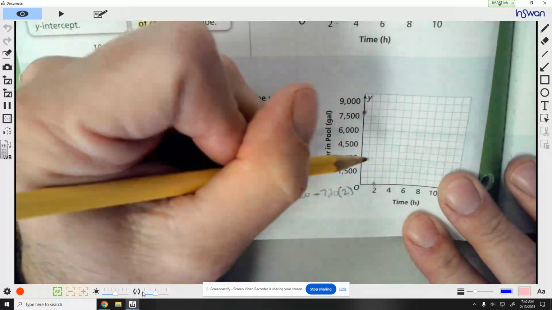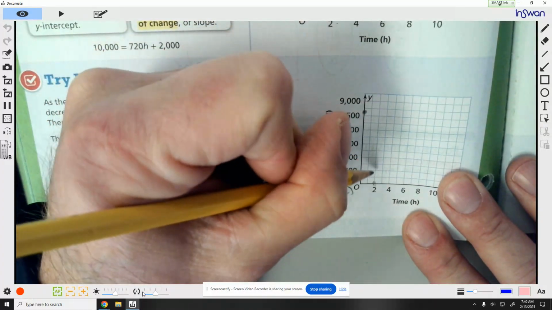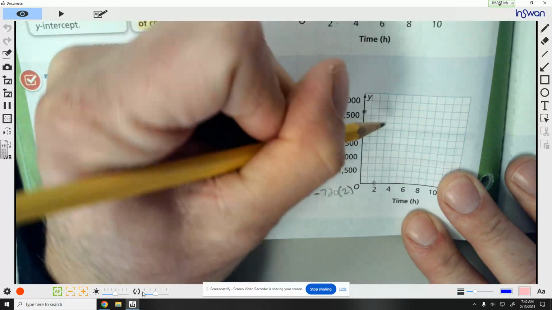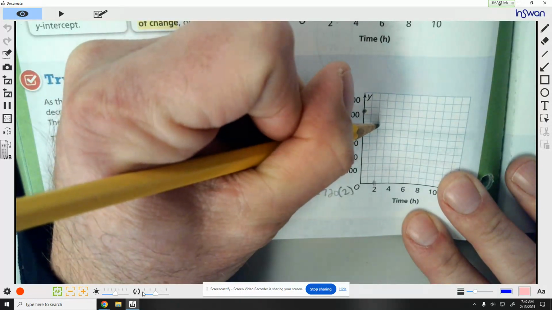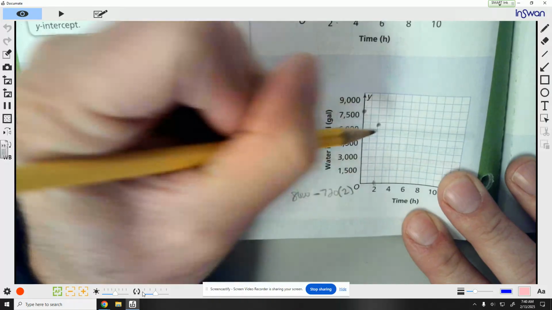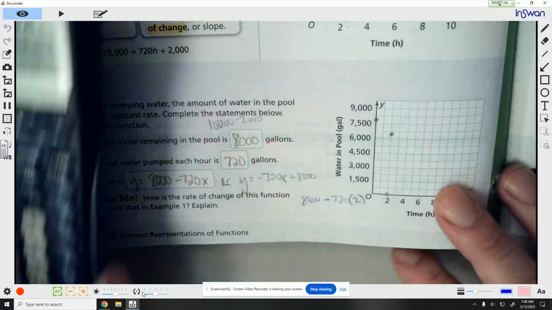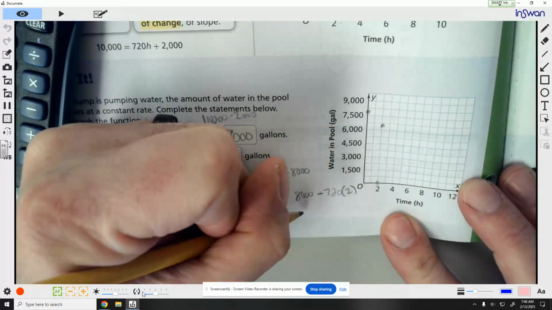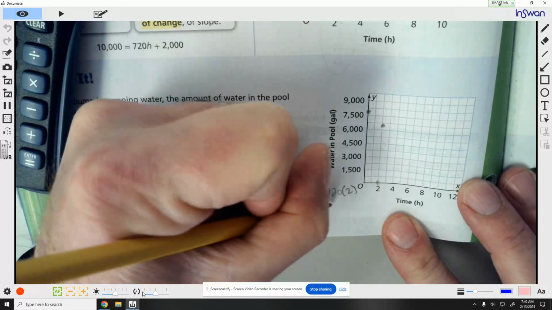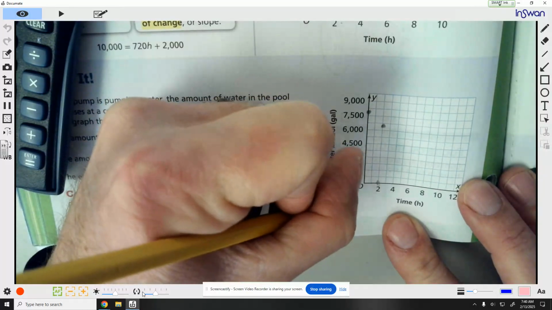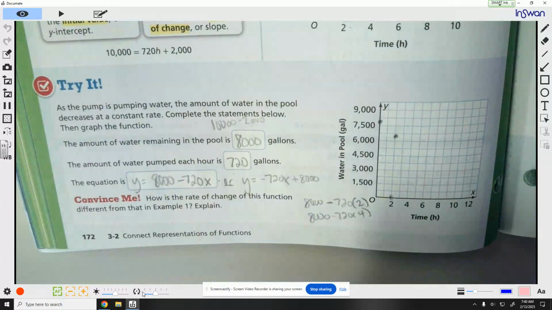So I would go up here, try to find 6,560, and it might be roughly there. All right, let's try that for 4 hours now. So same thing, 8,000 minus 720 times 4.